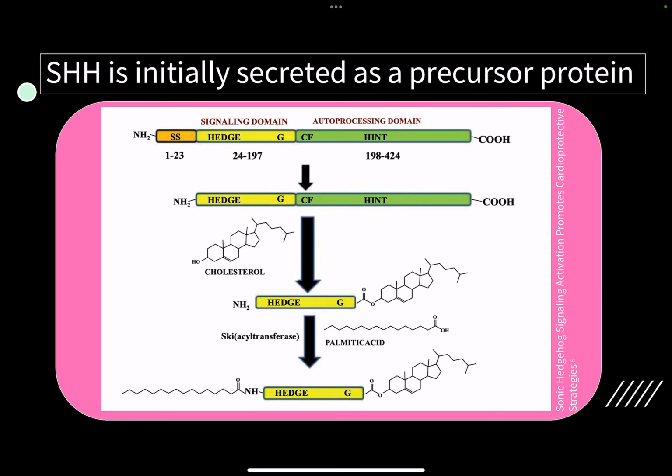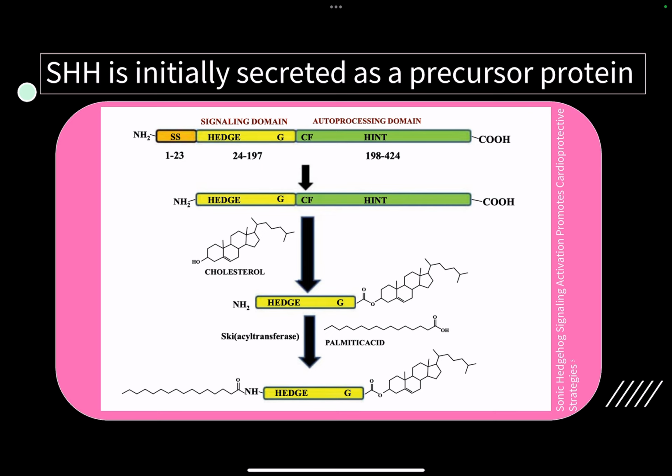We know what this protein's purpose is, but what does it look like? Where does it come from? Sonic the Hedgehog is initially secreted as a precursor protein, which is similar to a zymogen. But a zymogen is an inactive enzyme that is cut by another enzyme to turn it into its active form. Sonic the Hedgehog is not an enzyme. Rather, it's a signaling protein, a ligand.